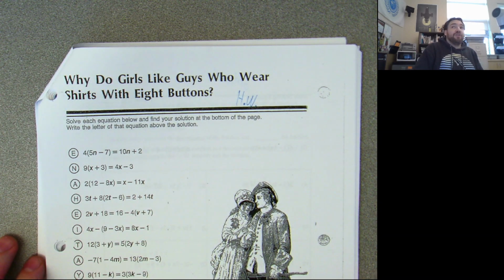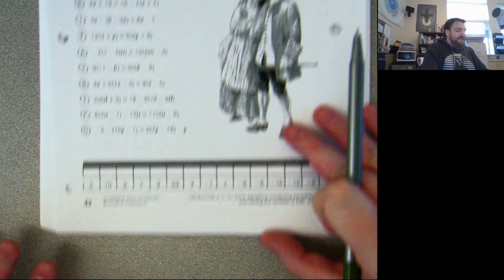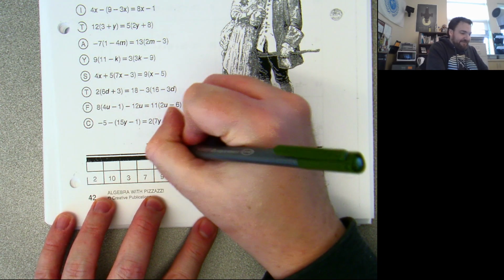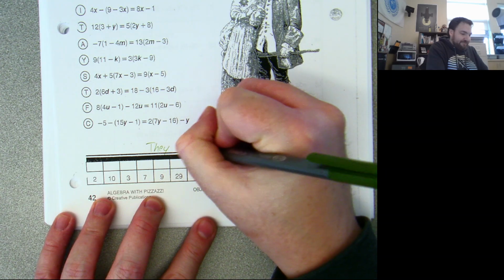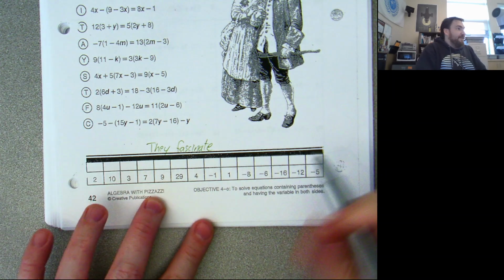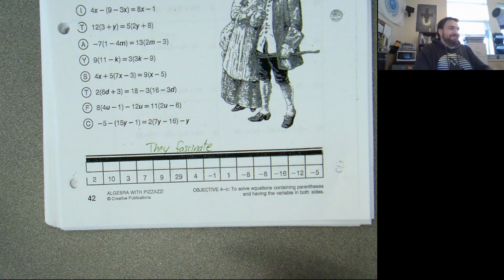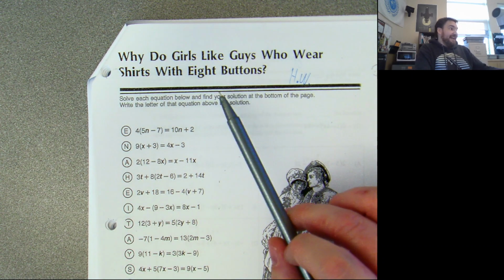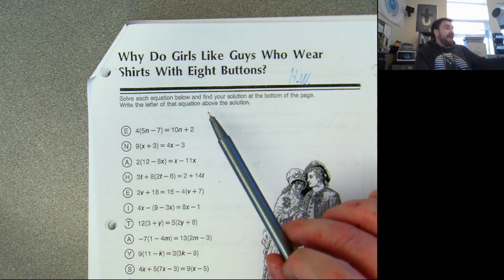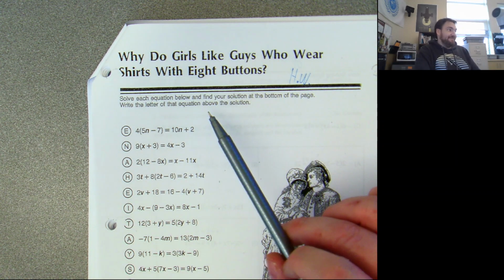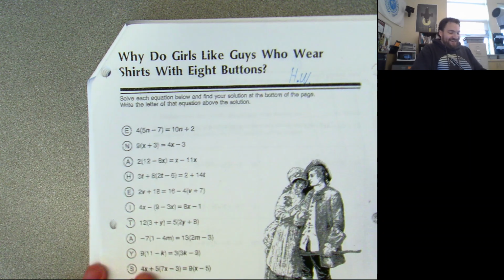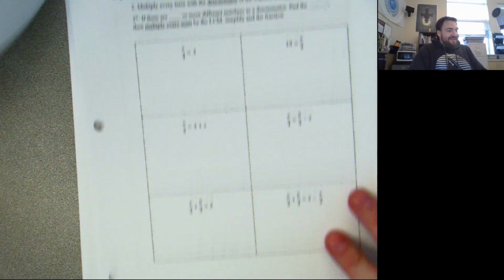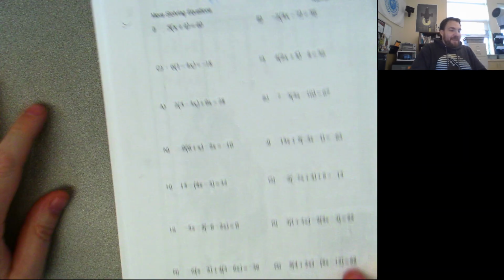And why do girls like guys who wear shirts with 8 buttons? They fascinate. Well, except they have 8 buttons. So they fascinate or they fasten 8. There you go. See? Yep, sometimes you just gotta go slow.